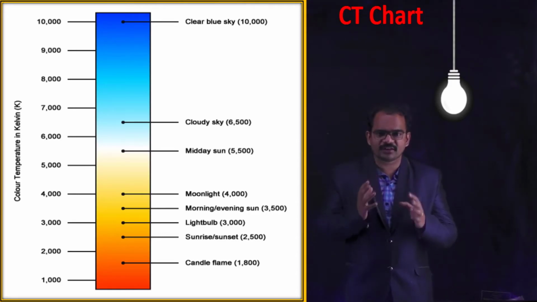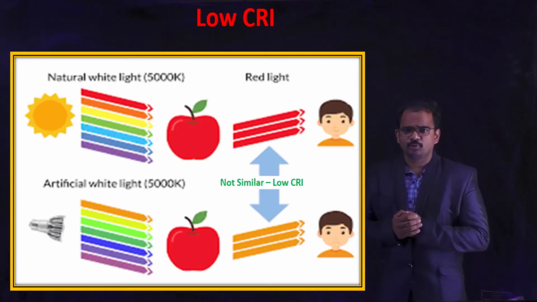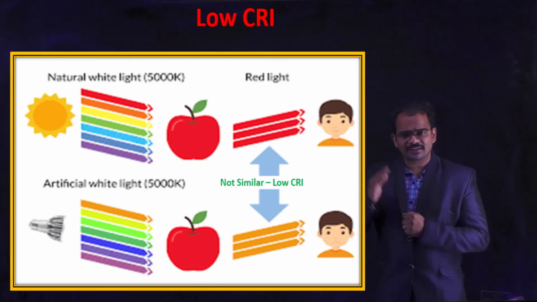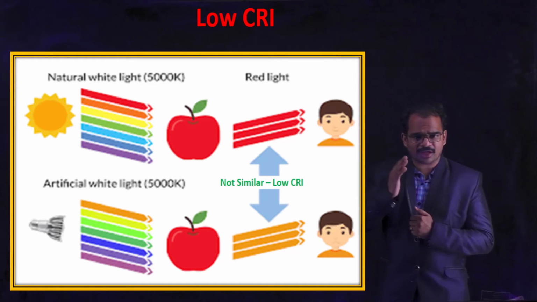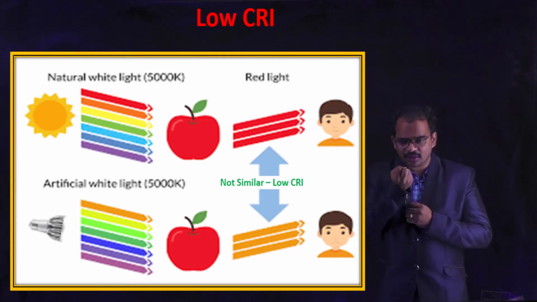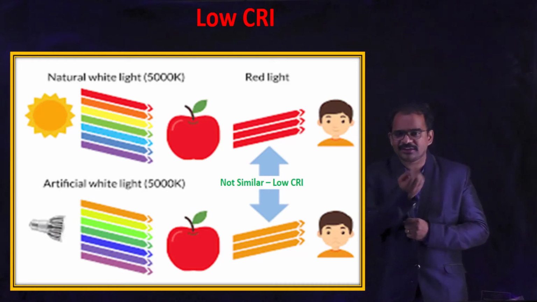So for every color in the universe, there is a value, and that value or number is called color temperature. Now we'll talk about low color rendering index. What is this low color rendering index? Take the example of an apple at the top of this figure. Whenever sunlight or natural light falls on the apple, it reflects only the red light, and all the other lights it absorbs. That is the reason why the apple looks red in color. So for the observer, the apple looks red.